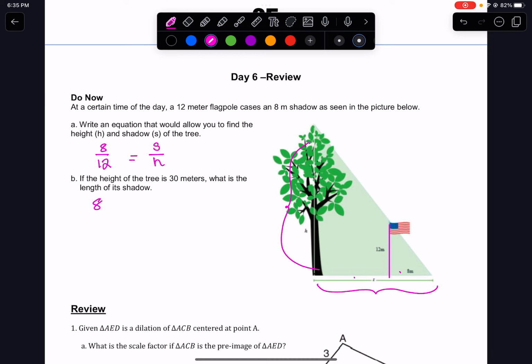So now, if they tell us the height of the tree is 30, we can solve for the length of the shadow by cross multiplying. So 12S is equal to 240. Divide by 12, we get that S is equal to 20 meters.